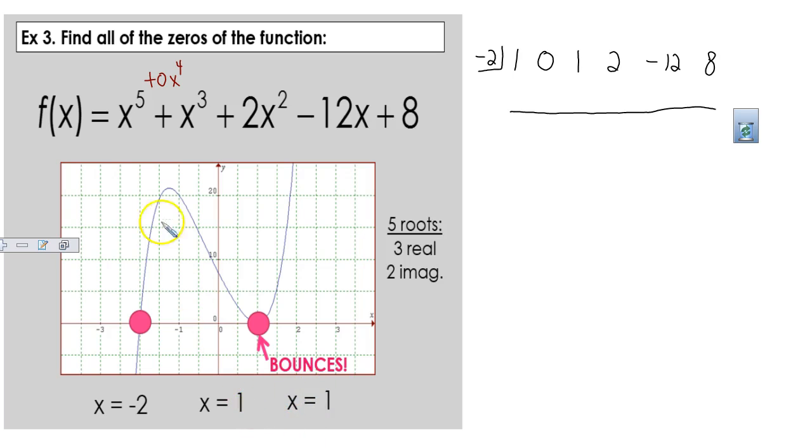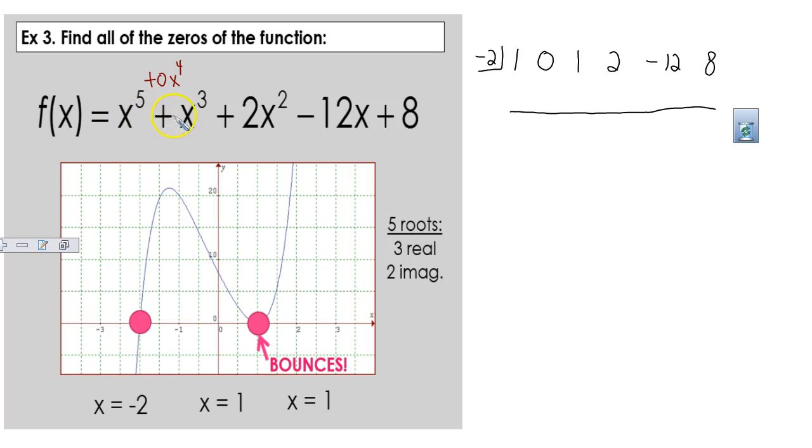So what we're starting with is a 5th degree. By looking at the graph, we have found 3 of the 5 roots. We don't see it crossing the x-axis anymore, so the other 2 roots must be imaginary. We're going to do synthetic division with the 3 roots that we know are good, which will take us from a 5th degree down to a quadratic.